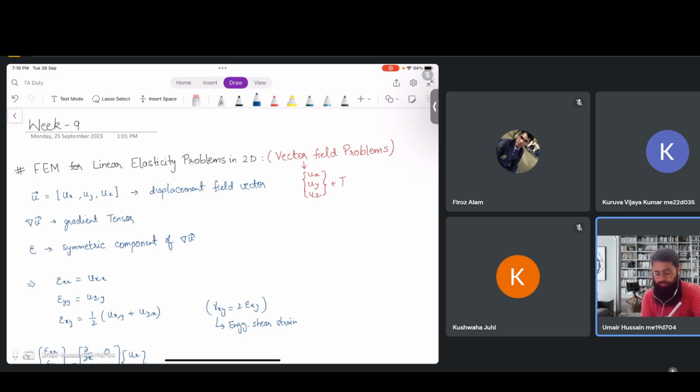So let us look at how we define the classical elasticity problem, a linear elasticity problem. First of all, we define a primary variable, that is the displacement field vector. The displacement field vector would have three components in each of the directions: ux, uy, uz. And then there's something called the gradient tensor. So what is the order of this gradient tensor? Can anyone tell me?